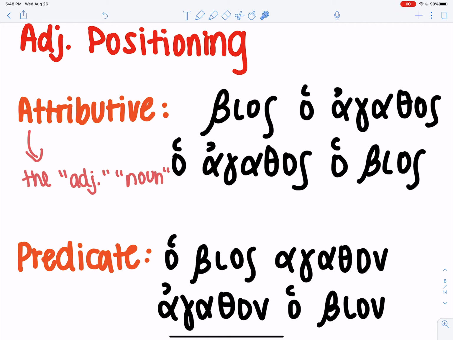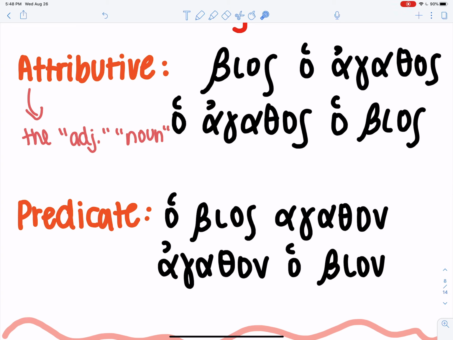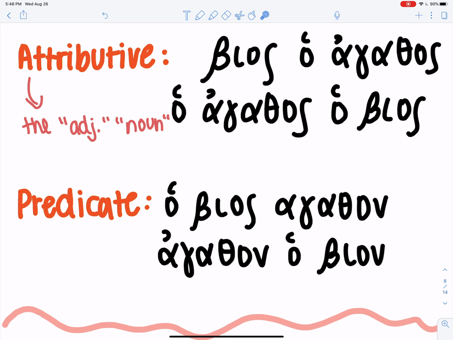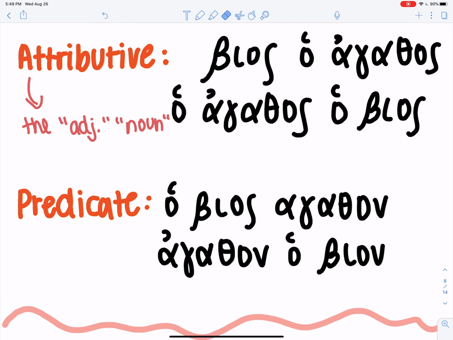Predicate position is a little bit trickier. Not trickier in terms of the way that it looks in Greek, but a little bit trickier to translate. So with this, I just realized for some reason I wrote a couple of these endings as neuter. Don't really know why. Let me just fix that real quick.